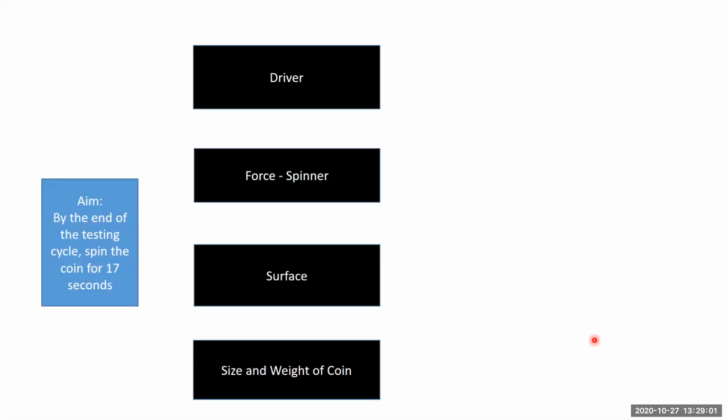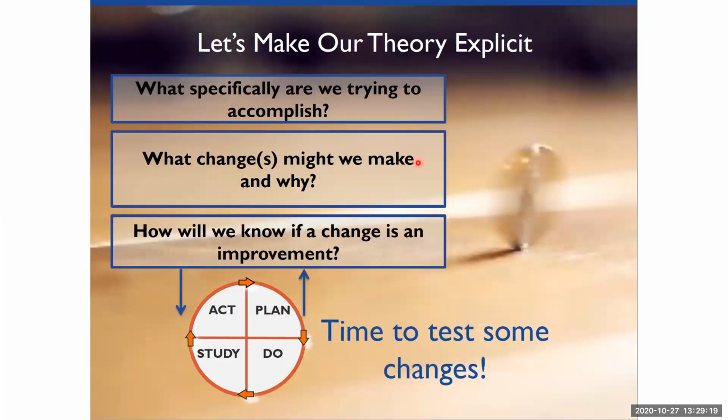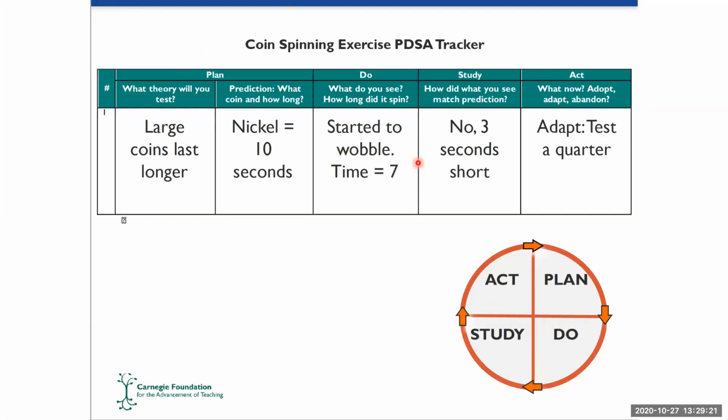driver diagram and maybe set an aim of spinning the coin for 17 seconds. You might determine that the drivers for this are the force, so how hard somebody's spinning, the surface it's being spun on, and the size and weight of the coin. From there, you're testing out various change ideas. So your theory might be that a large coin is going to last longer. So you make a prediction. A nickel will be 10 seconds. You do it. It starts to wobble at 7 seconds. Nope, it's 3 seconds short. And you adapt the next time by testing a quarter.